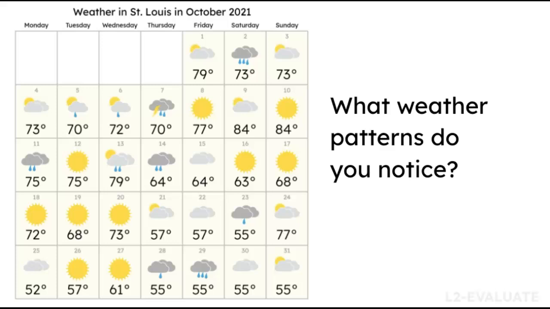Next, you'll show students the October weather calendar for St. Louis. You'll have students turn and talk with a partner about the weather patterns they notice. Then, you'll have the partners share out the patterns they noticed with the class.